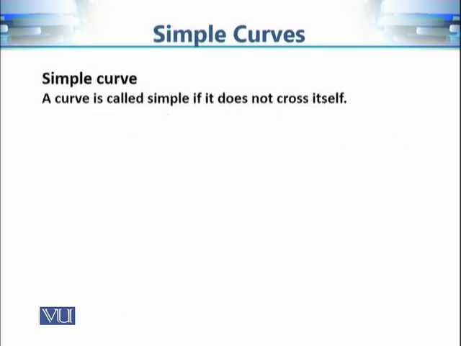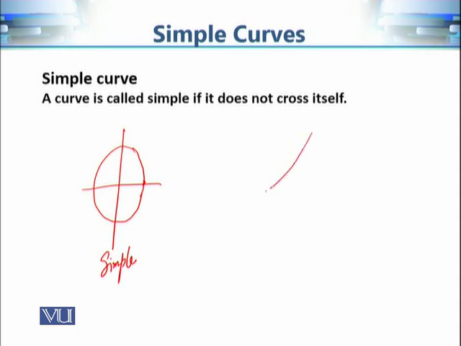A curve is called a simple curve if it does not cross itself. Okay? So in other words, if I have a curve which is a circle, then we can easily see that it is not crossing itself, so it is a simple curve. And if I have a curve like this, now we can see that at this point the curve is crossing itself.